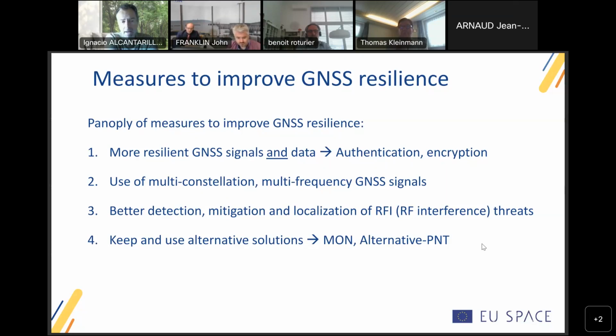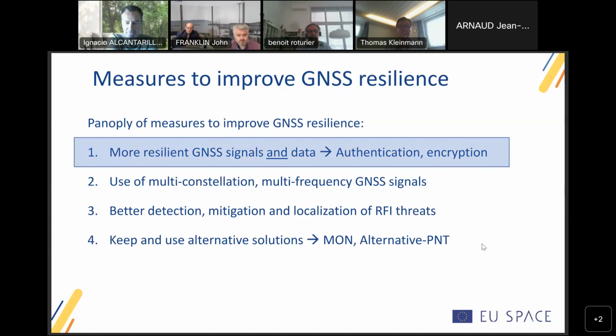And finally, we have to maintain alternative solutions. In aviation, you have your minimum operational network. It is well known. In other domains, they are not so aware. They need to keep something alternative to GNSS. So we are going to go into a little more detail on these four activities.